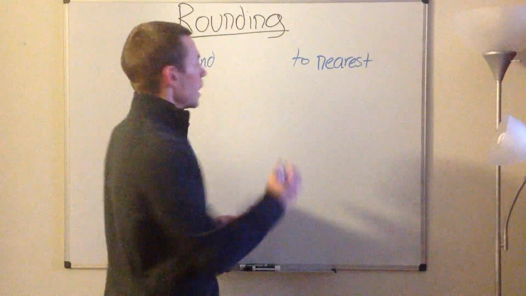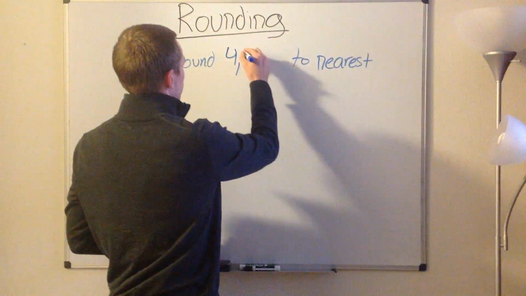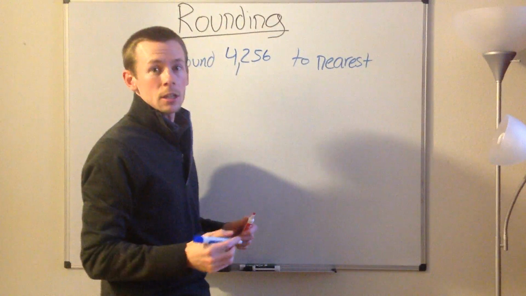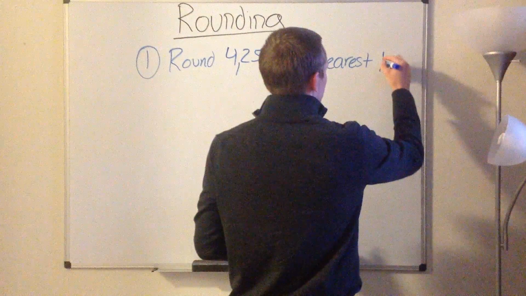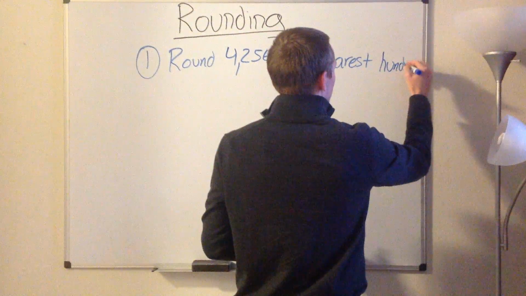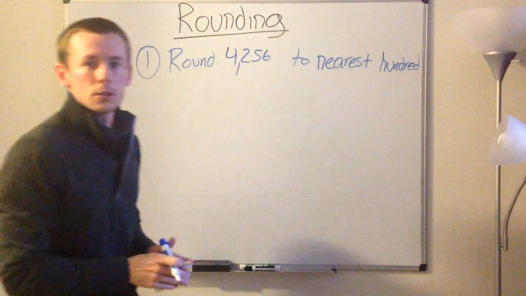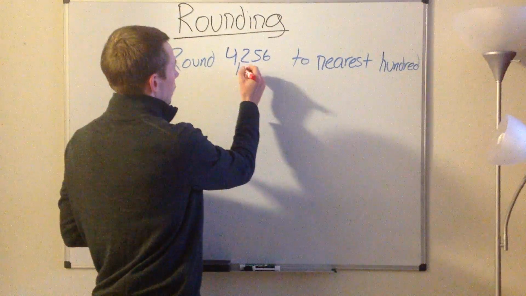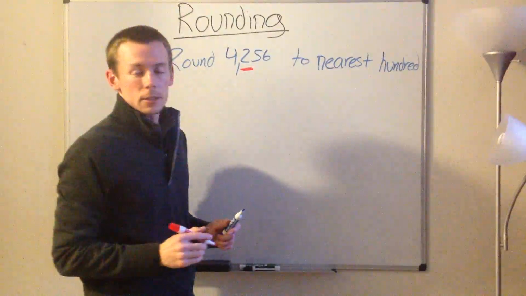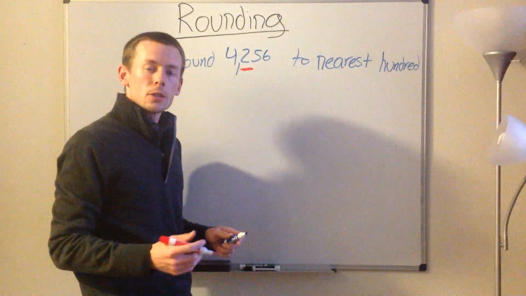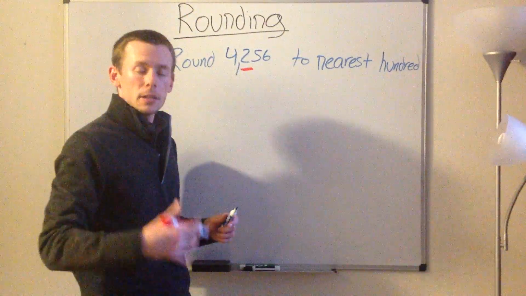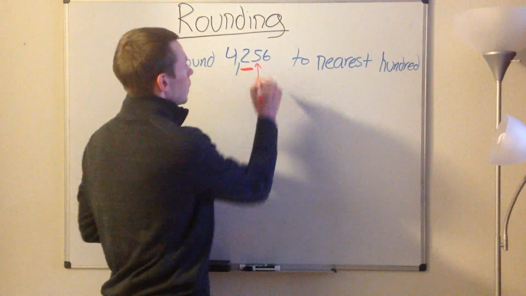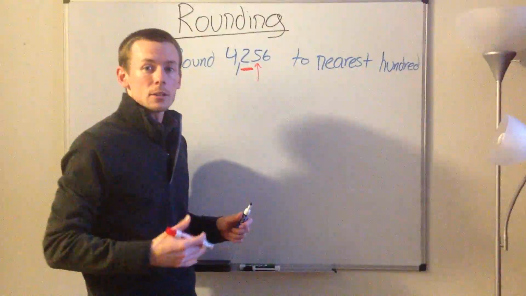Okay, let's say you want to round 4,256 to the nearest 100. So first find the digit that is in the hundreds place value. That's right here, it's this 2. Step 2 is look to the number immediately to the right, or the digit immediately to the right. Is it 5 or bigger? Yes, it is. In fact, it is 5, so it has to be 5 or bigger.